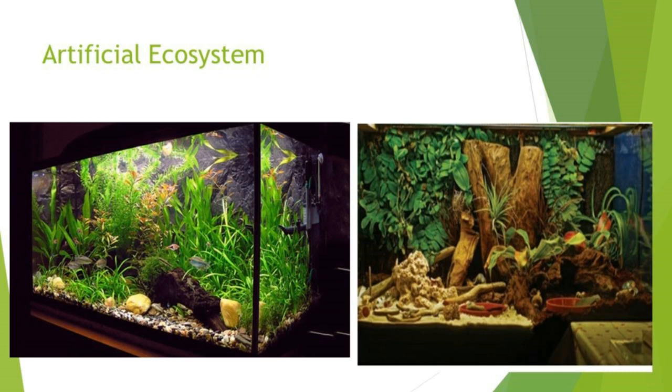Artificial ecosystem. Artificial ecosystems are created and maintained by humans. They have some of the characteristics of natural ecosystems. They are much simpler than the natural ecosystems. These can be terrestrial ecosystems such as paddy fields, gardens, etc., or aquatic ecosystems such as a fish tank.